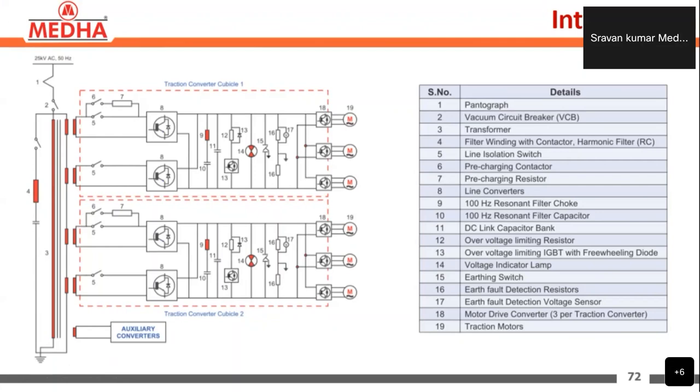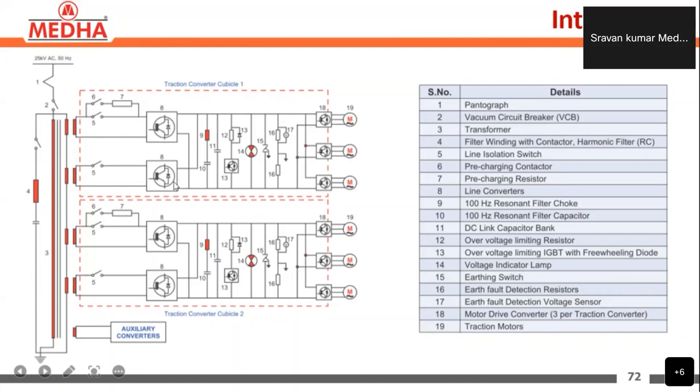And the pre-charging contactor will be in the on condition up to 80% charge of the DC link. After that, the main contactor comes into the picture. Here we can see the main contactor. Whenever the main contactor comes into the picture, the DC link will be fully charged to 100%. By the way, the main contactor here is a motor operated contactor, and the pre-charging contactor is an electromagnetically operated contactor.